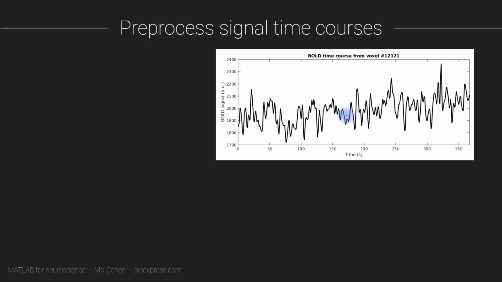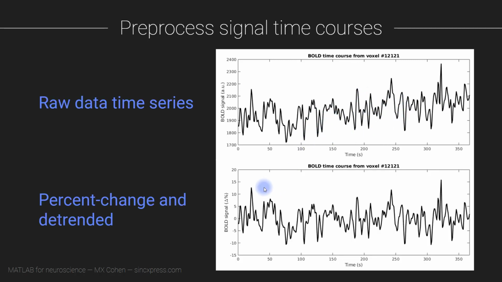Now, after applying these two steps, we can recreate this plot, and you see, the y-axis values have changed because this is now percent change. And you also see that this slow upwards going drift is removed from the data.